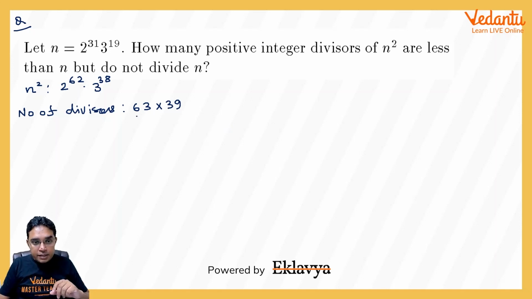Now you can see this product will be an odd number, and as you know, the number of divisors for a perfect square is always odd.